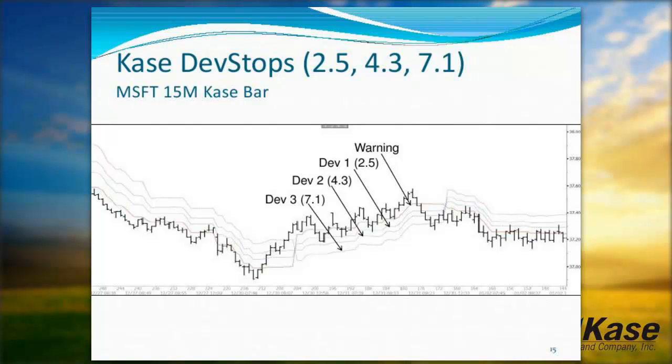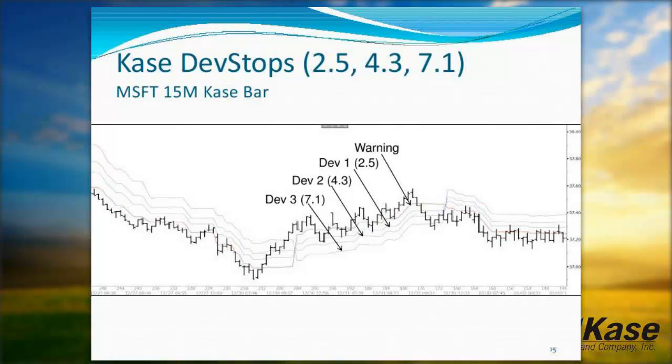So generally what we use, by default, with the Kase bars or any type of range bar, is 2.5, 4.3, and 7.1. Again, that is because the distribution of volatility on any kind of range bar chart is more normal than a time bar chart. There's not that huge right-hand skew.